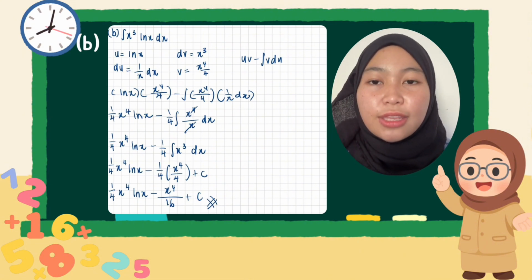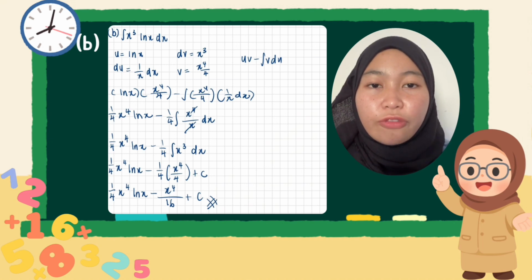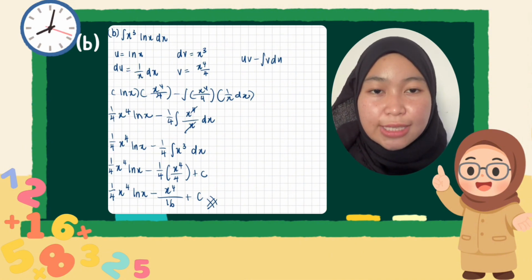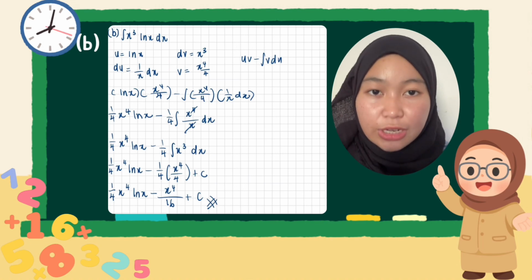Finally, we obtain the final answer, which is 1/4 x to the power of 4 times the natural log of x minus x to the power of 4 over 16 plus the constant of integration, c.